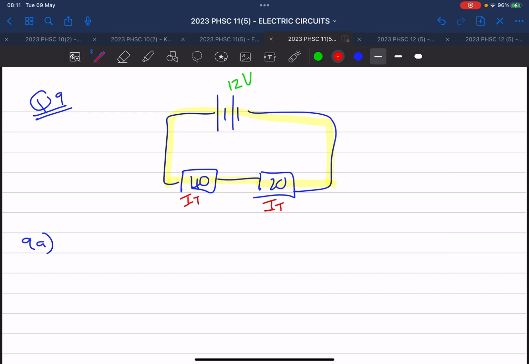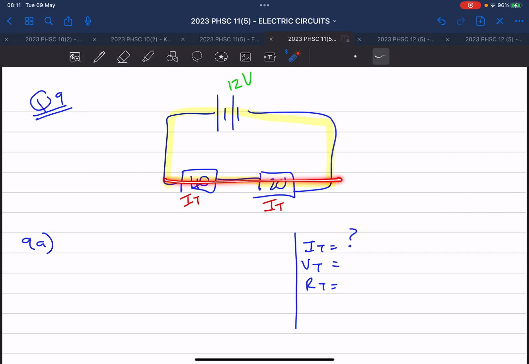Okay, and that's basically what they ask. What is the total current? If they ask the total current, then I must have the total volts and the total resistance. I can't just look at the 40 and then at the 20. They won't have different currents passing through them. They'll have the same current.